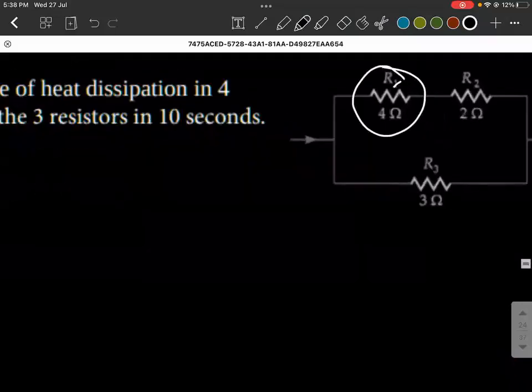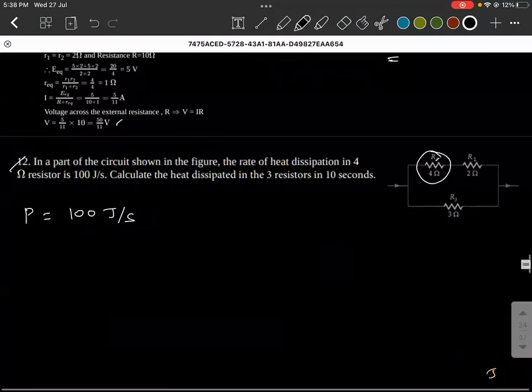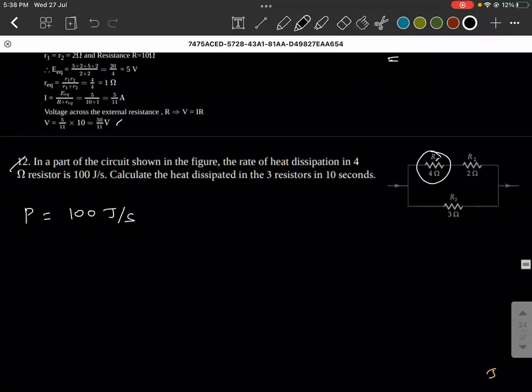I'm not sure if you're able to see. There is a diagram. 4 and 2 are connected in series and the system is connected in parallel with 3. So this is the diagram. Okay. Now calculate the heat dissipated in all the 3 resistors in 10 seconds.